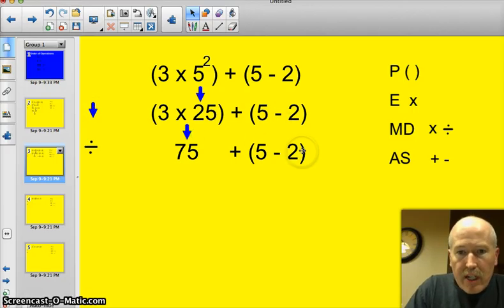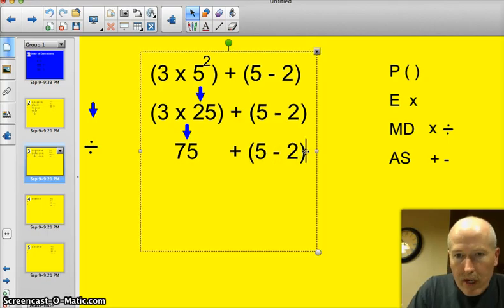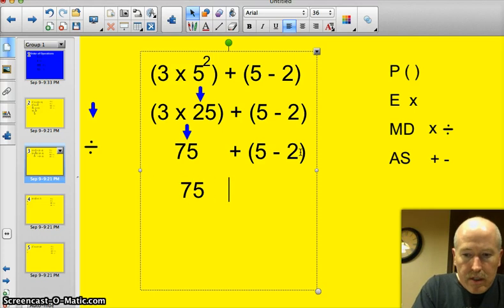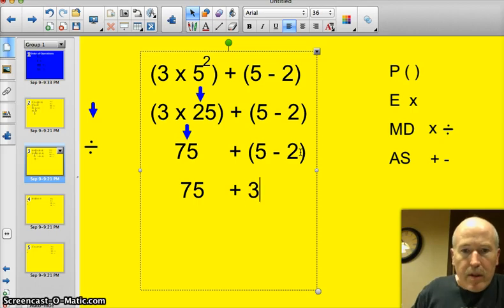Now I have another set of parentheses over here that I have to do. So I'm rewriting the whole problem. I'm not being lazy. So I've got 75 plus 5 minus 2, which is 3.